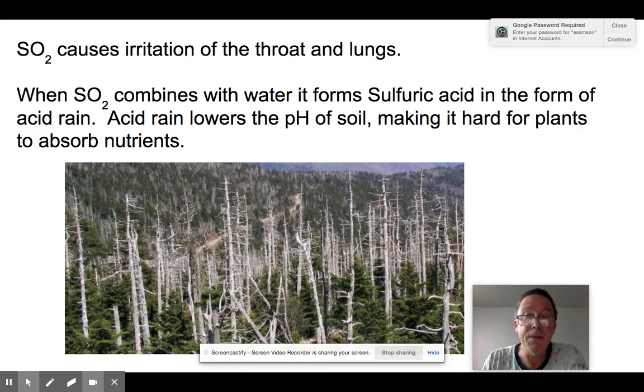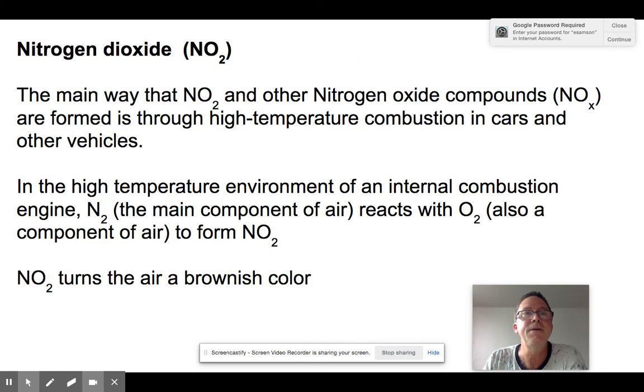But in larger amounts, it accumulates in nature in what we call acid precipitation, mainly acid rain. It lowers the pH of soil, and in doing so, it makes it harder for plants to absorb nutrients. So we can get pretty significant environmental destruction as a consequence of this acid precipitation. We'll talk about it in more detail later in the unit. But that's the main thing sulfur dioxides do: they're one of the main constituents of acid rain or acid precipitation, because it can also be snow and fog.